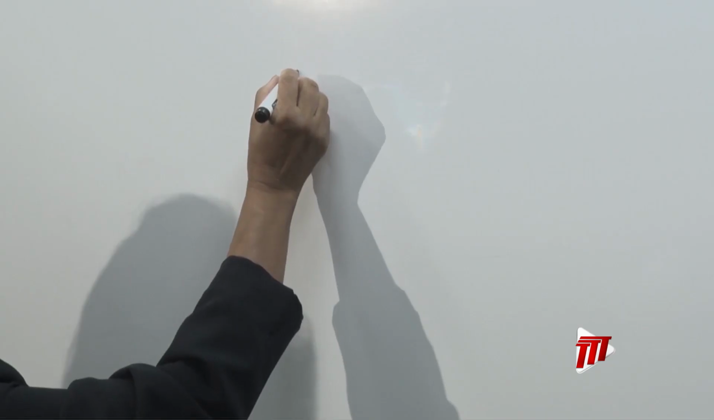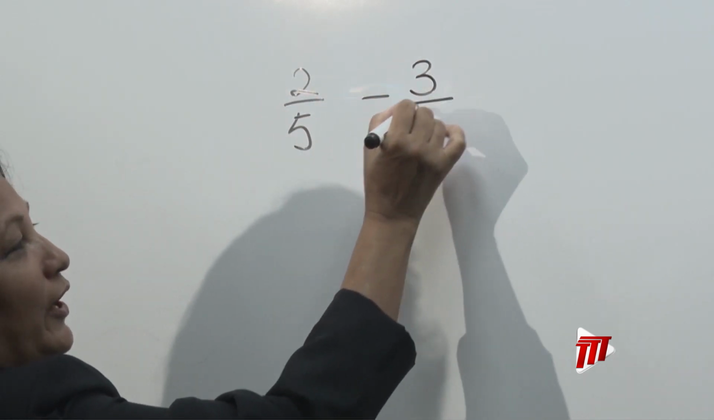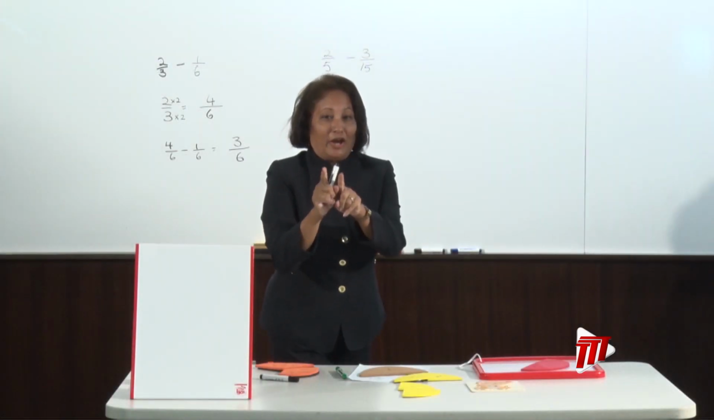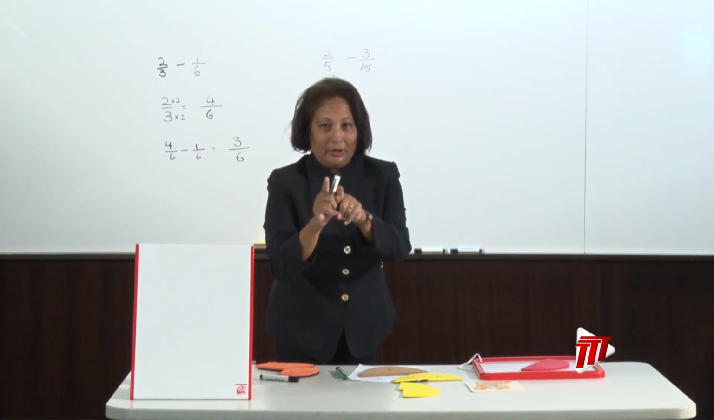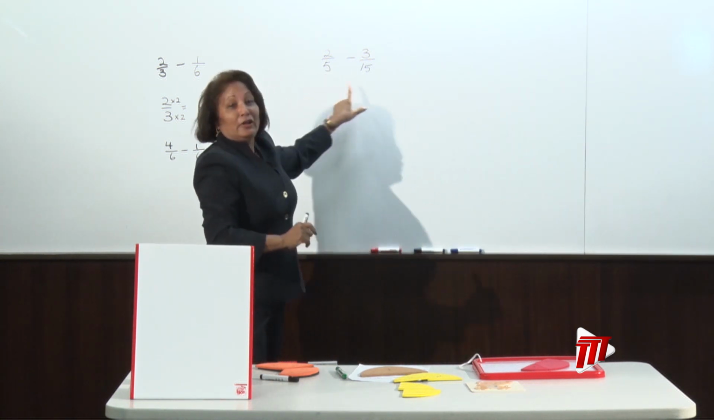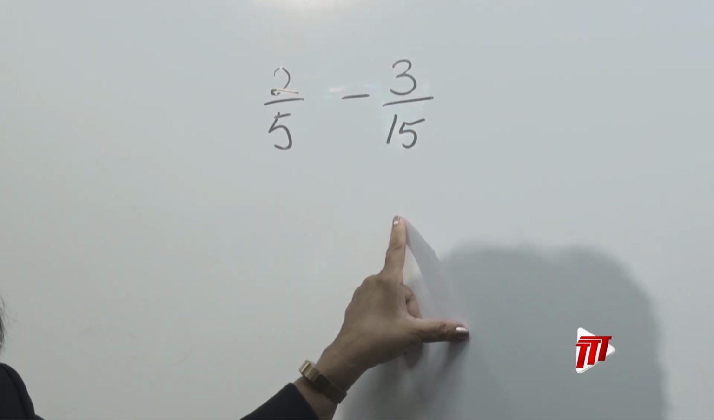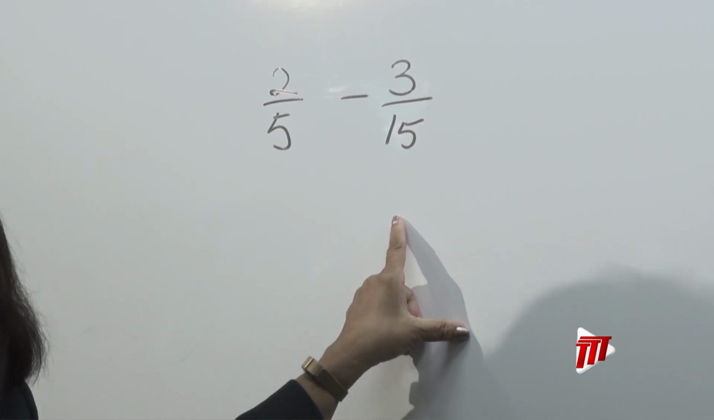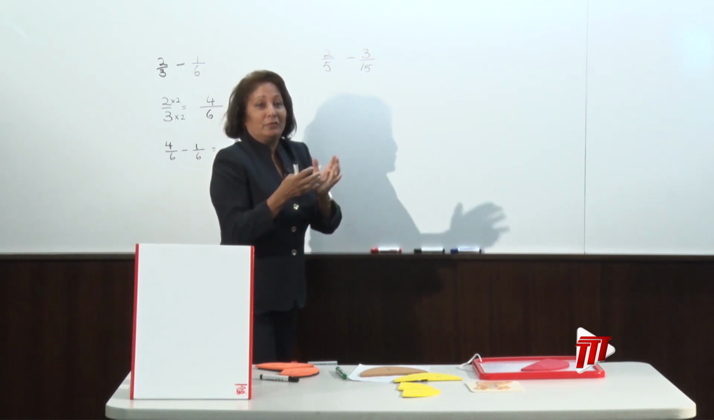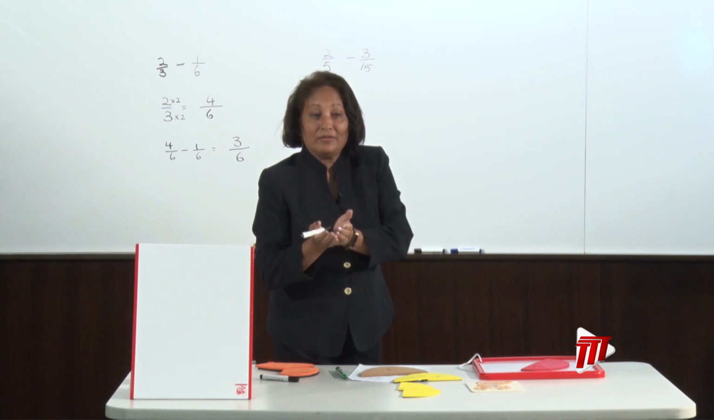2/5 minus 3/15. Remember, checking to see if the denominators are the same. The denominators are not the same, so we have to do some kind of adjustment. We have to change the denominators. We have to do the equivalent fractions to get the denominators to be the same, because we know how to work with the fractions when the denominators are the same.